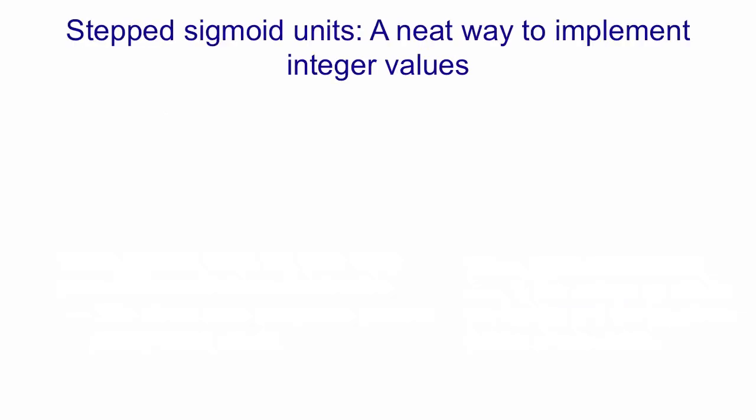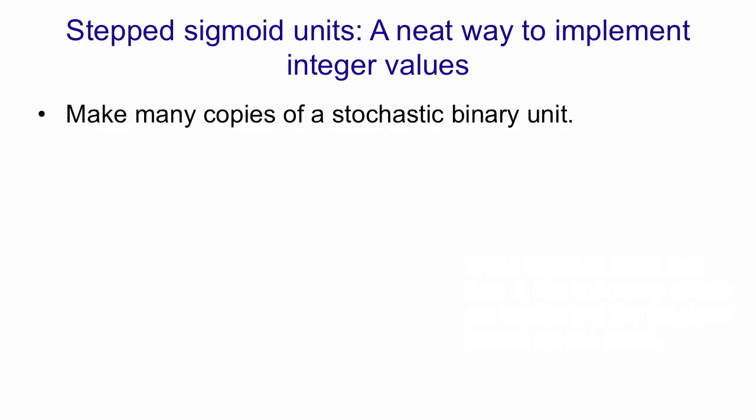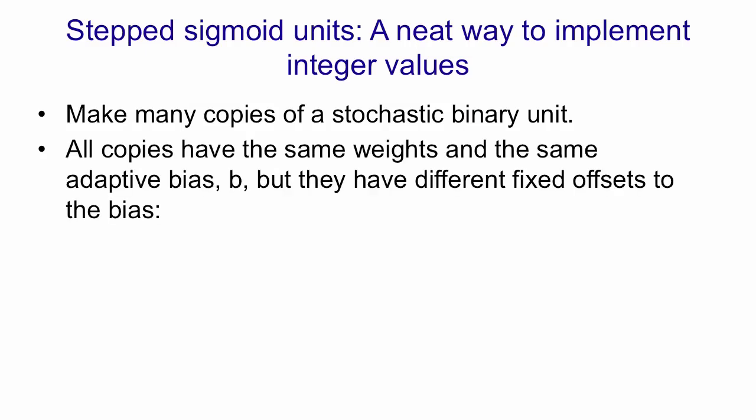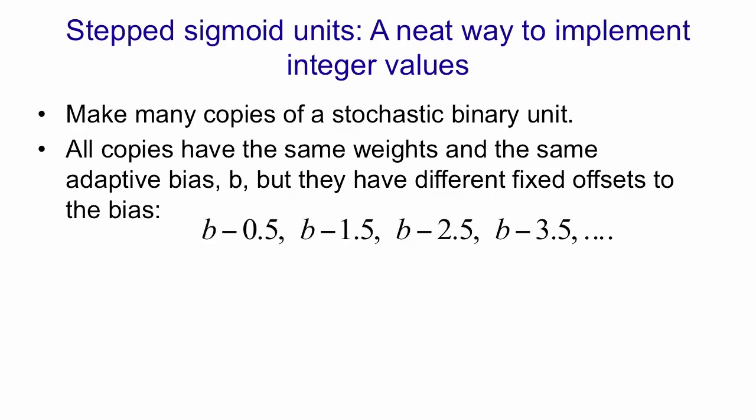I'm going to introduce stepped sigmoid units. The idea is we make many copies of each stochastic binary hidden unit. All the copies have the same weights and the same learned bias, B, but in addition to that adaptive bias B, they have a fixed offset to the bias. The first unit has an offset of minus 0.5, the second unit has an offset of minus 1.5, the third one has an offset of minus 2.5, and so on.